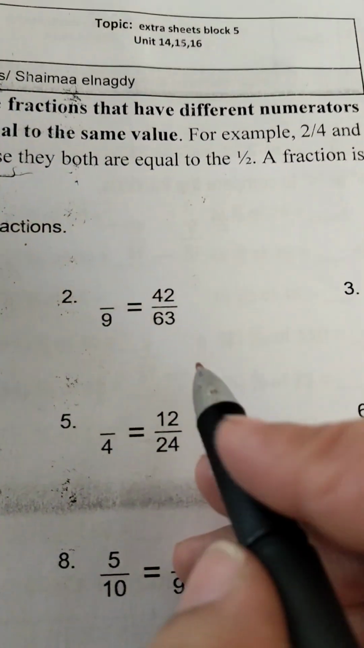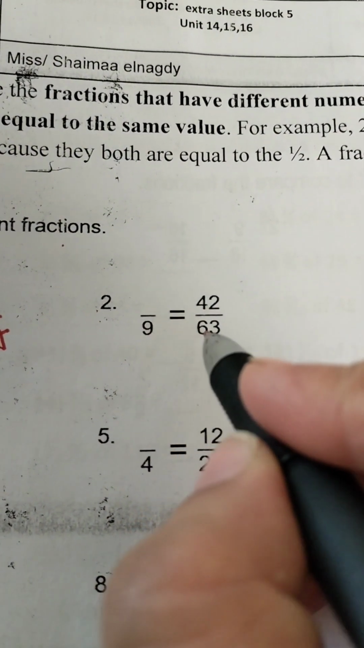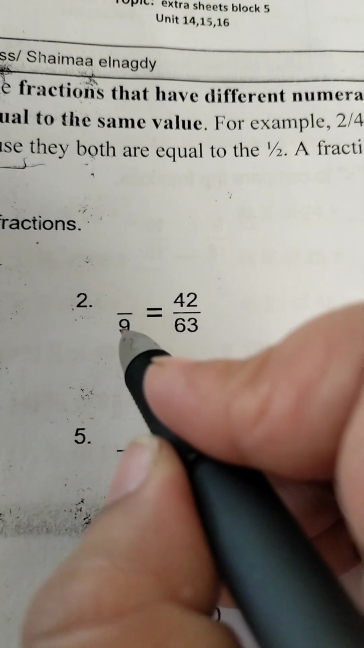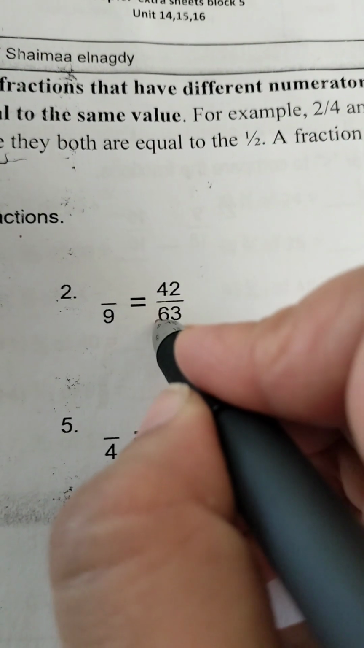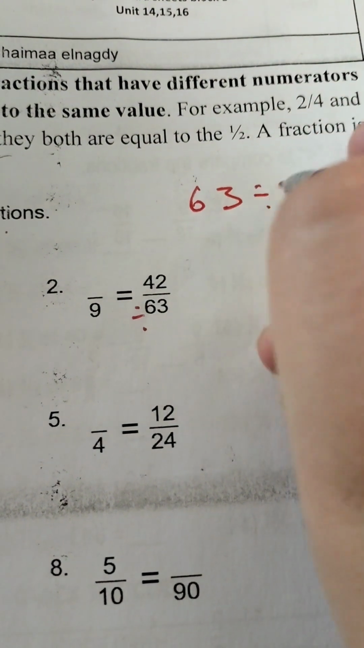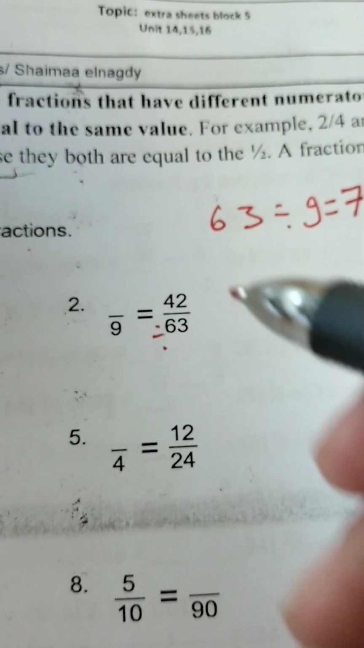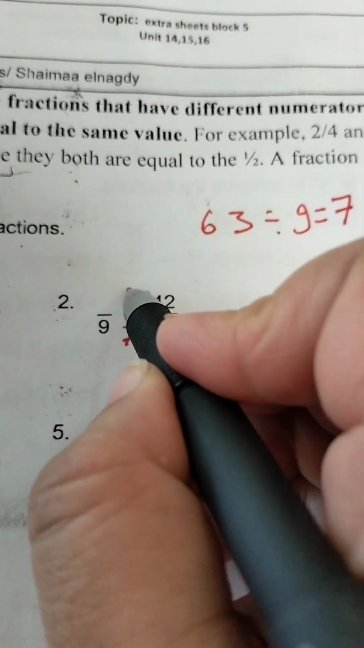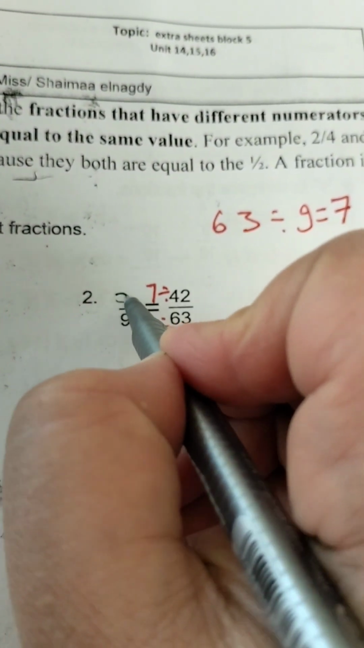Here, in this part, we have 63 and 9. What happened here? It's 63, it is decreasing, so I will divide. But divide by what? I will say to myself, 63 divided by 9 will be 7, so I will divide by 7. So it gives me 9, and also I will divide 42 by 7, which will be 6.